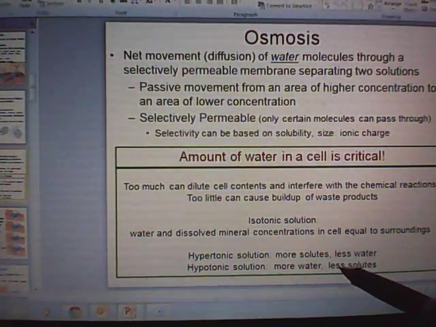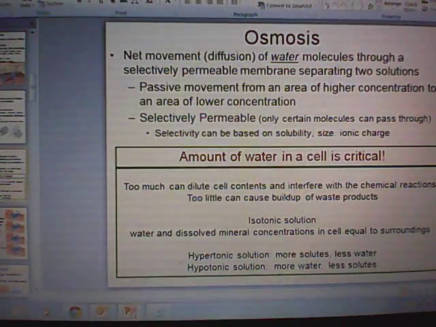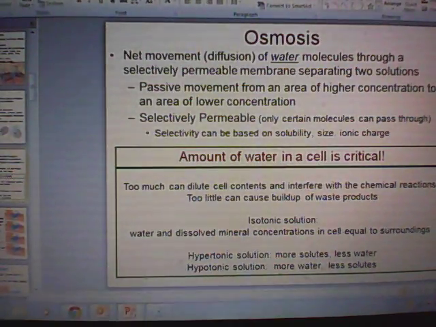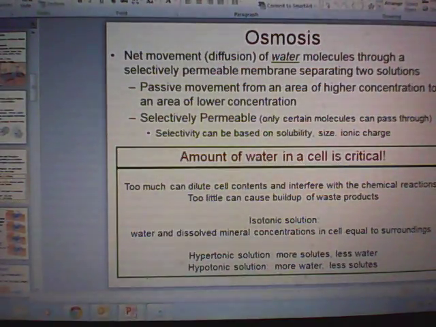In a hypotonic solution, where you have more water on the outside and less water on the inside of the cell, water will move in because it's going from an area of high to low, and the cell will begin to swell or burst. In science, we call bursting lysing or lysis. If we were in class, I could write it for you. So it's called lysis or beginning to lyse.